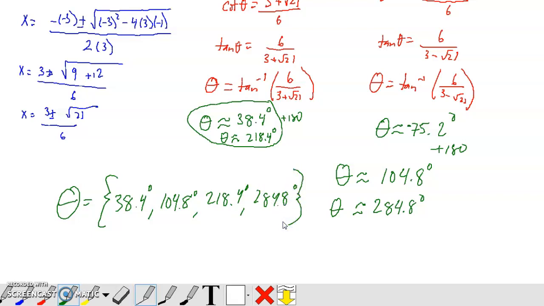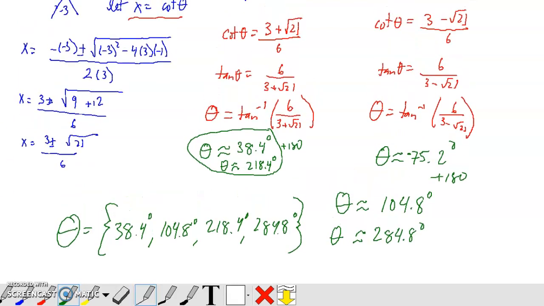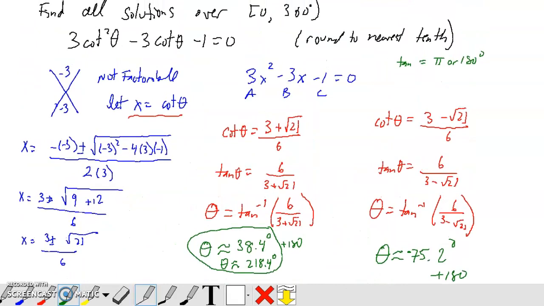Now these are all rough estimates, so for checking purposes, you're never going to be able to plug these in exactly and get this equal to 0. We'd be able to plug this in exactly and get it equal to 0, but once we start with our decimals, then we run into some issues.